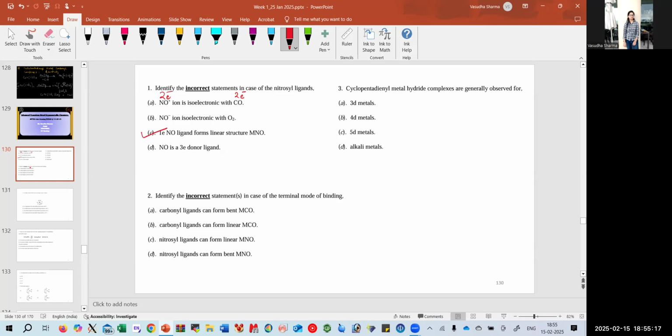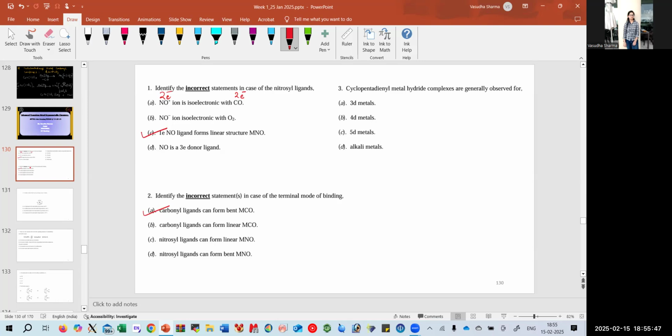The second question is: identify the incorrect statements in case of the terminal mode of binding. Carbonyl ligands can form bent M-C-O, which is actually wrong. They can only form linear. So the first statement itself is the incorrect option. We can check the other ones also, because there may be multiple statements. Carbonyl groups can form linear, that is correct. Nitrosyl can form linear, nitrosyl can form bent. All three are correct except the first one.